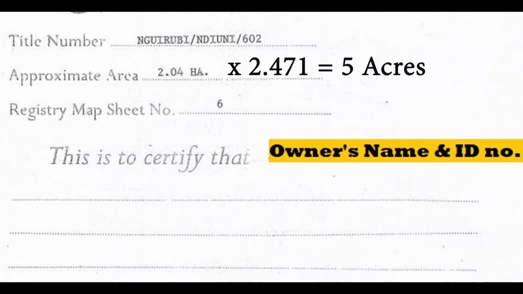Then the registry map sheet number, which we said is needed for you to be able to locate your title and know which sheet to buy. So this is sheet number 6. Down here, you'll be able to see the name of the owner and the ID number.